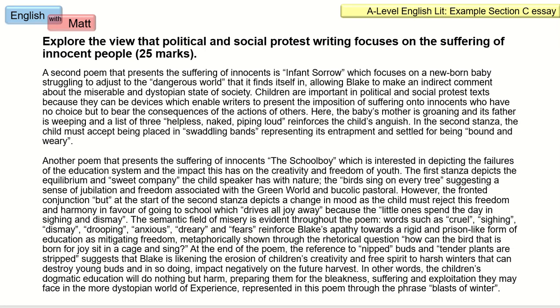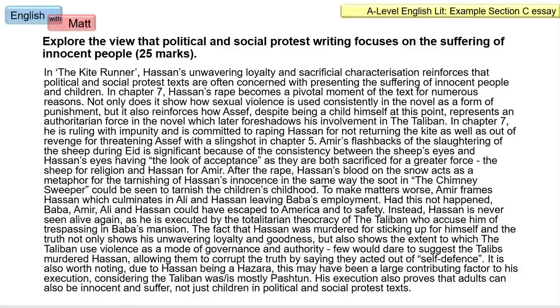So this is a student, of course, that has written about three poems. That's really the maximum, I think, in this task, showing a real confidence with Blake. The last thing they've got to do is write one paragraph about the other text in order to satisfy the requirements of the task, which in this case is The Kite Runner. So they're talking here about Hassan being a representative of innocence.